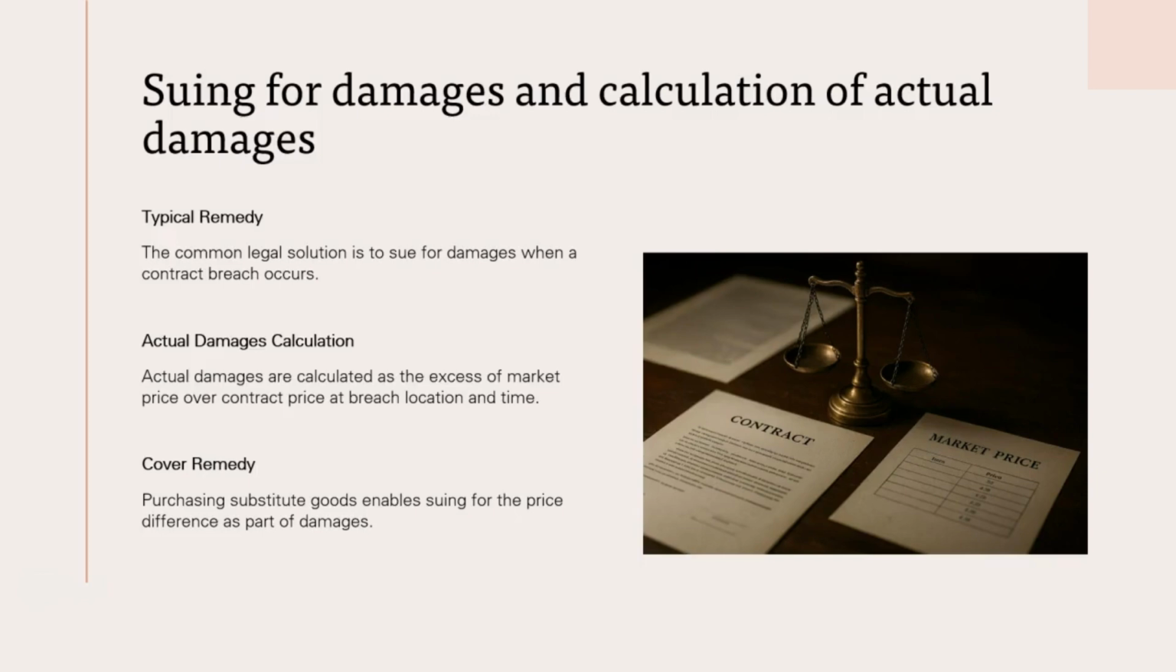They can request the actual damages, which are excessive market price over the contract price at the time of breach in the place of delivery. So it's time bound, and that's important to understand. Along with your obligation to mitigate damages, for any party to breach of contract, you can purchase substitute goods to mitigate damages and then sue for the difference in price.